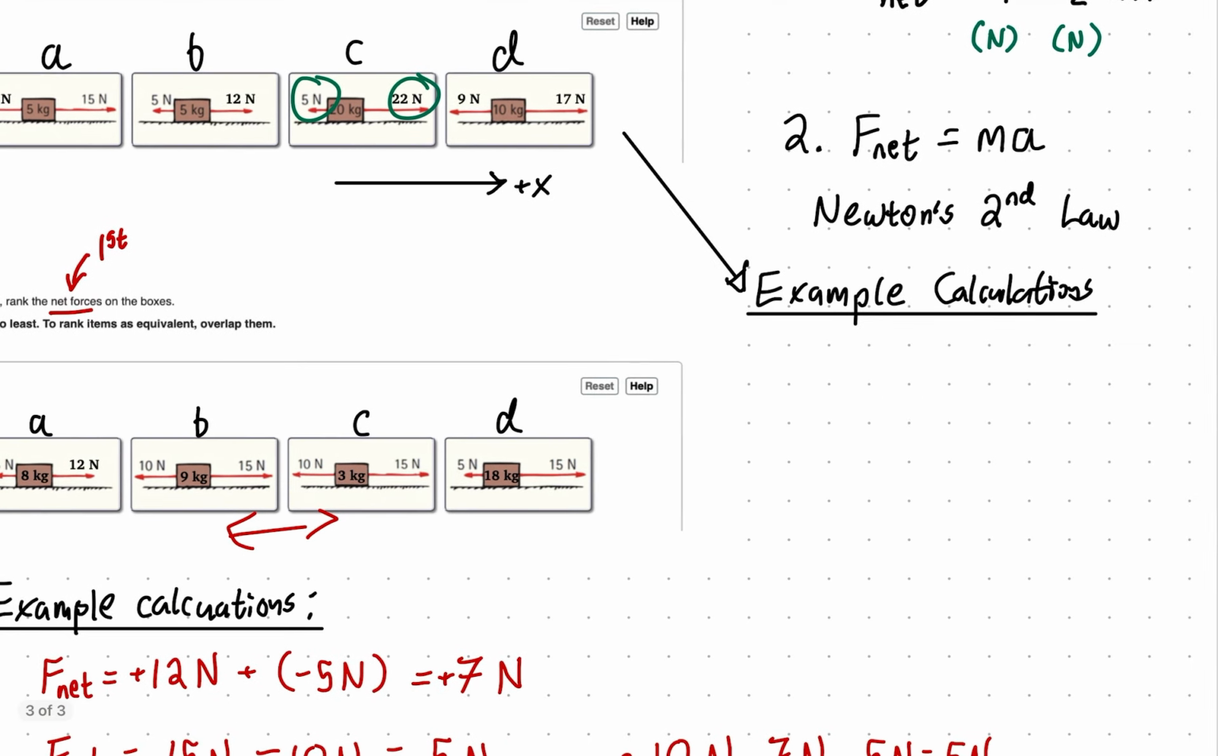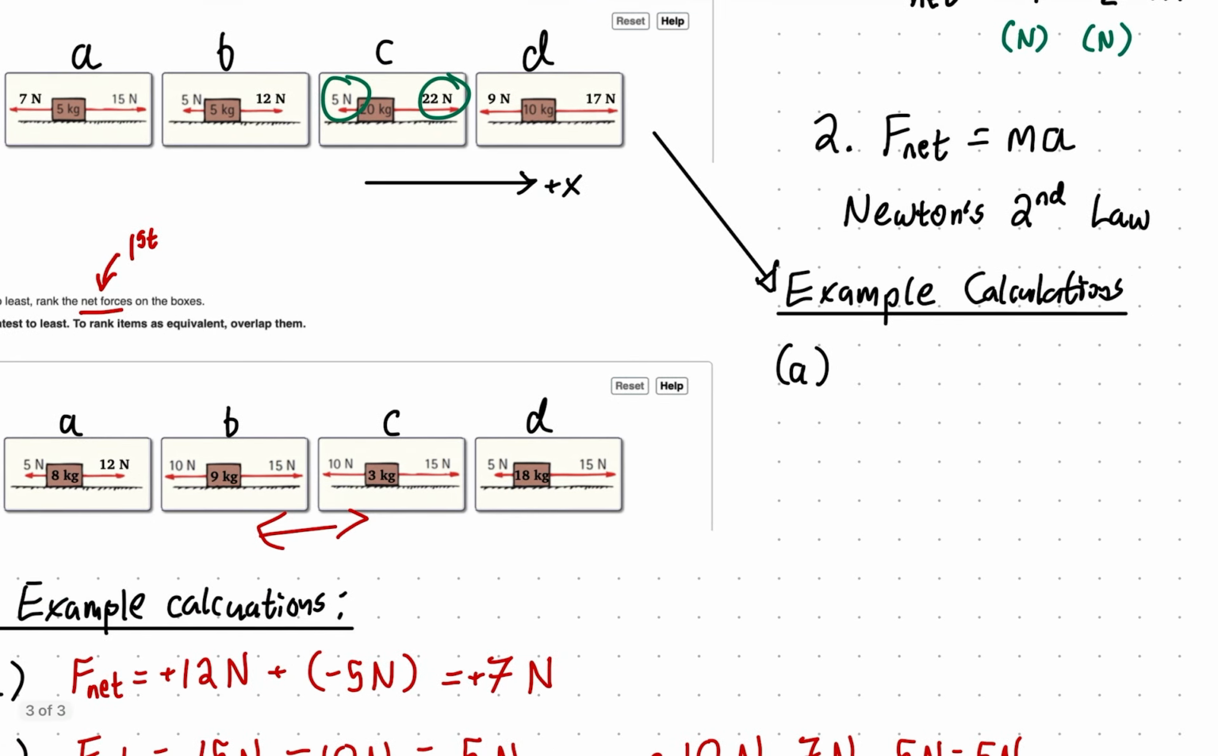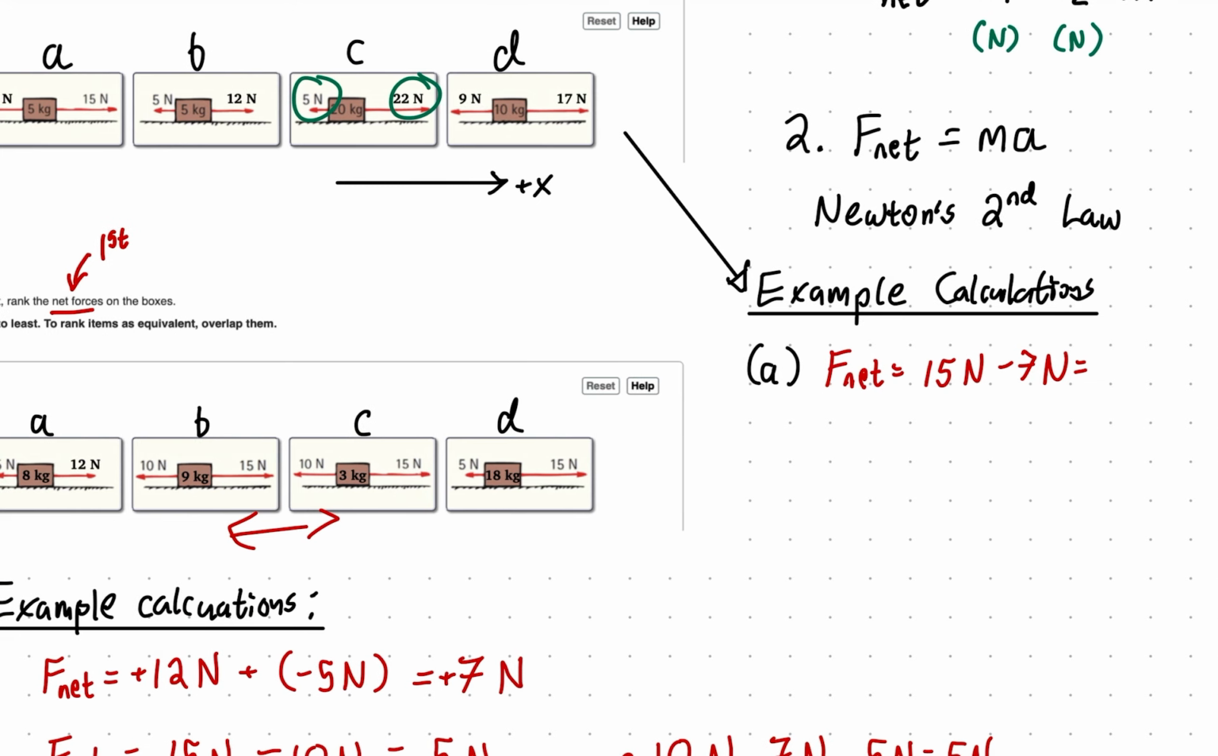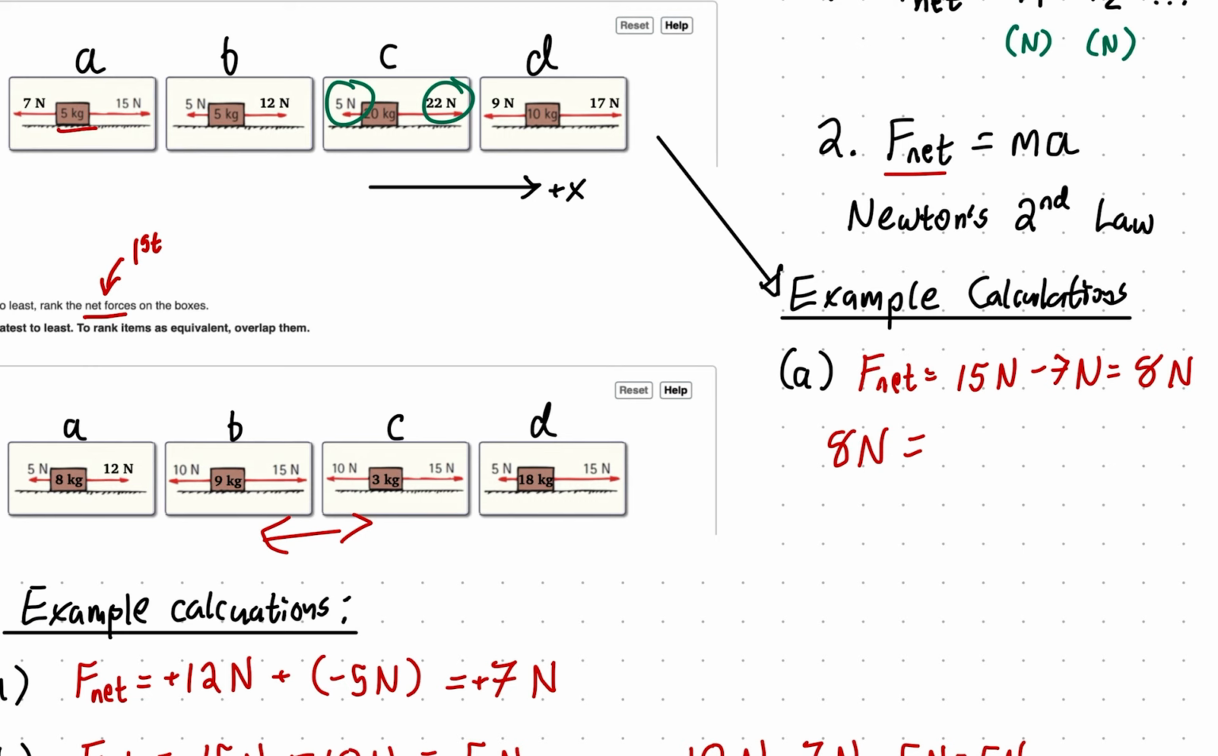So what that looks like, if we're going to do an example calculation, again, call this lowercase a, b, c, and d, then for A, I'm simply going to have that F net equals 15 newtons minus 7. We're used to that. And 15 minus 7 is going to give us 8. Then we'll take that 8 newtons, because now we know that that's F net, and we'll set it equal to ma.